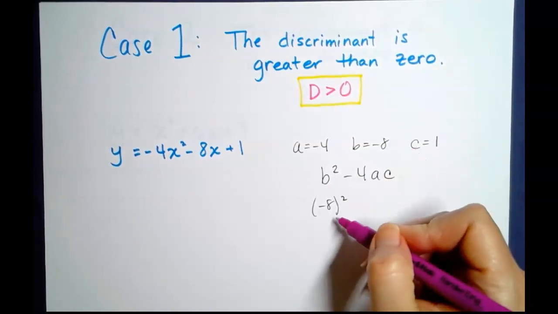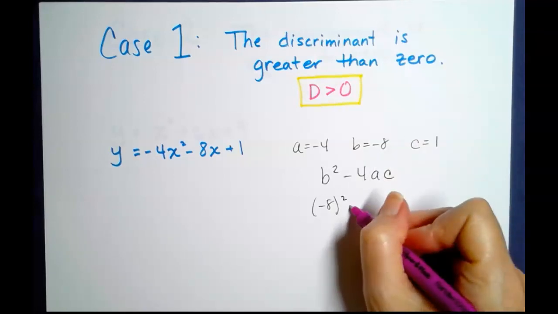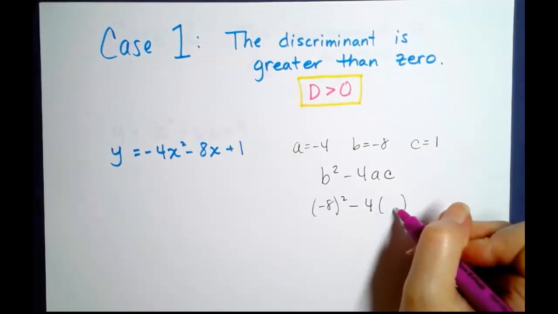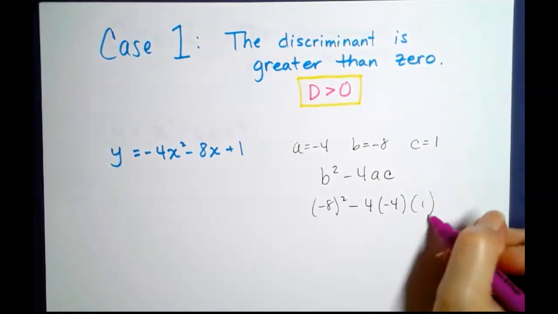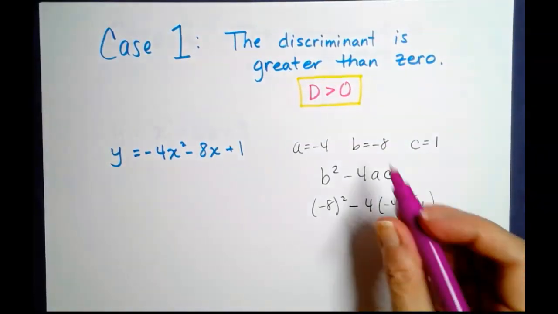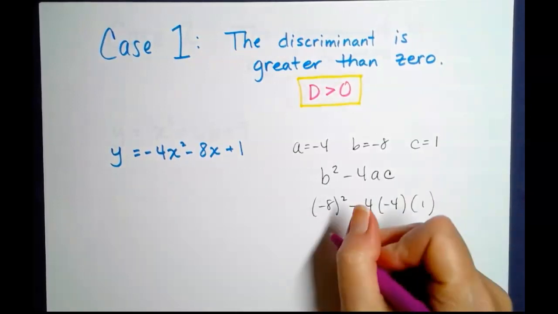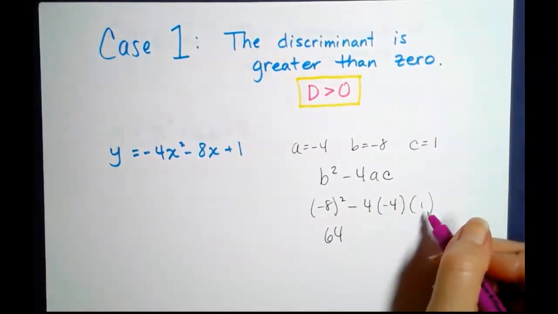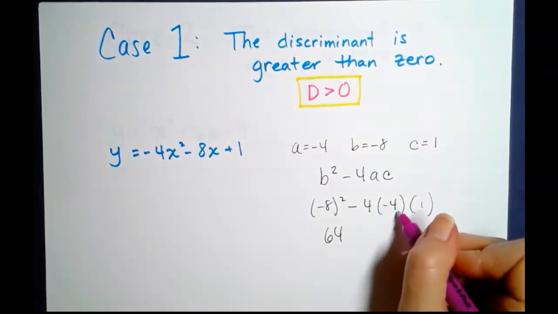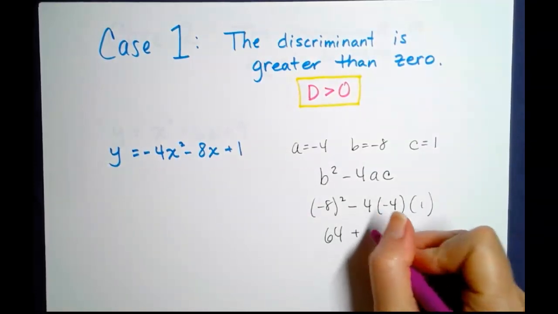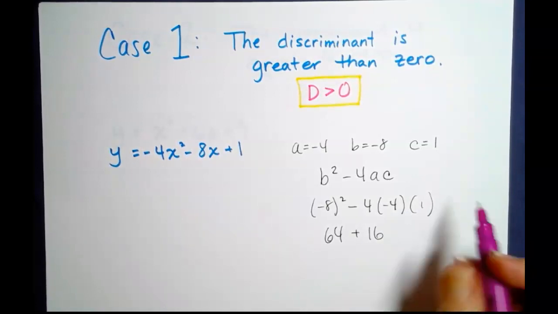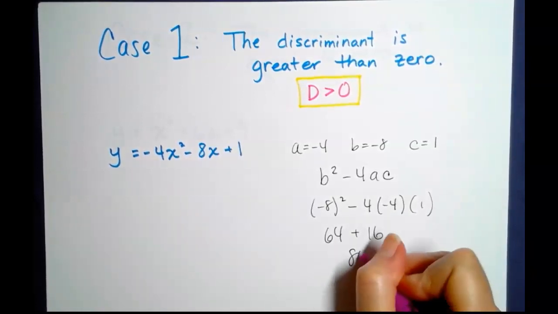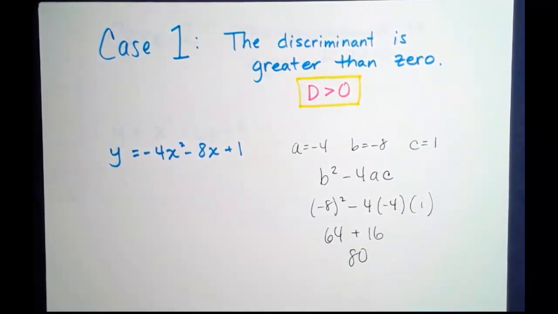And remember, anytime that you're going to plug anything into your calculator, it needs to be in parentheses. Minus 4 times a times c. Now, personally, I wouldn't say negative 8 squared. I would just go ahead and say 64. That's the easiest thing. After that, we've got negative 4 times negative 4 times 1, that's 16, and 64 plus 16 is 80.